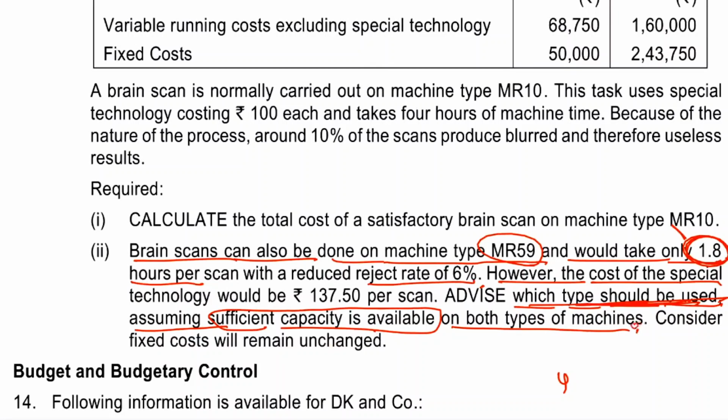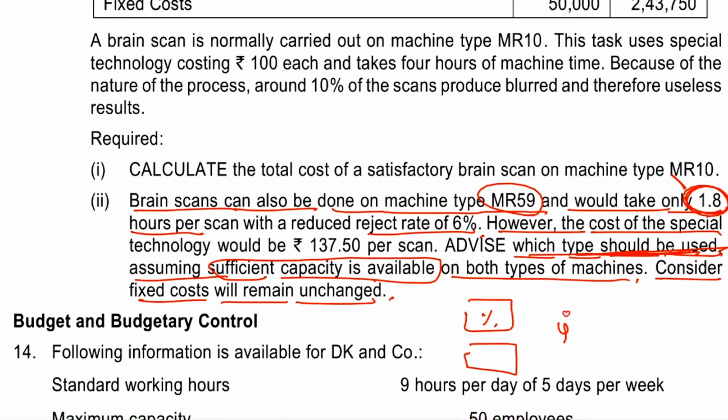Sufficient capacity. Consider fixed cost will remain unchanged. So this is also written. So it means, will you have to consider the fixed cost or ignore it? Ignore the fixed cost because it will remain unchanged. It is like you are already working at some capacity, and there you are incurring a fixed cost. Now for some extra brain scanning you want to do, do we have spare capacity? Yes.